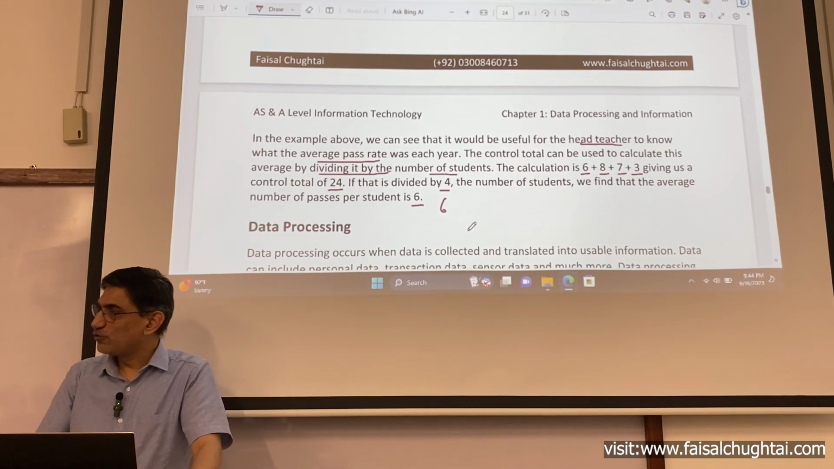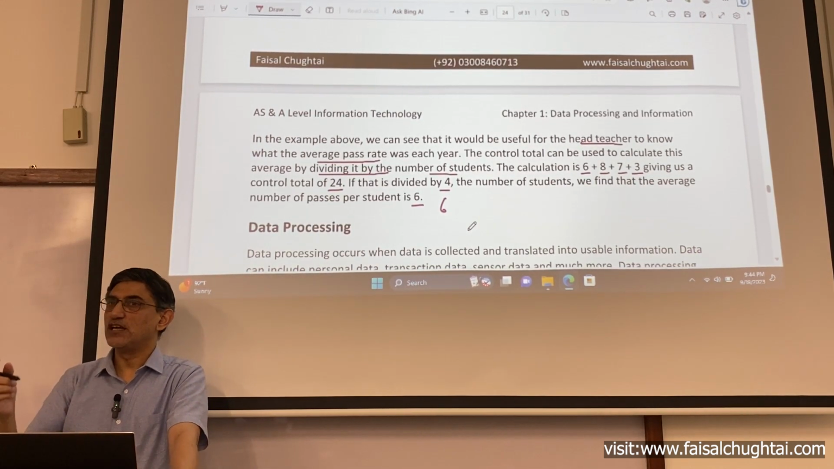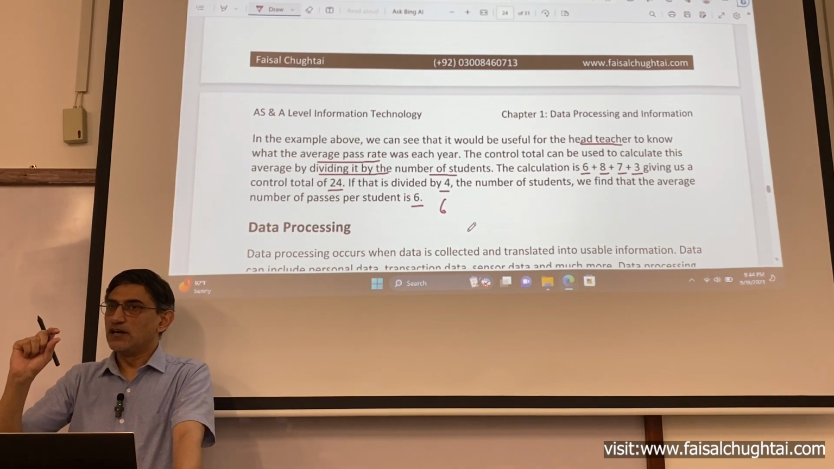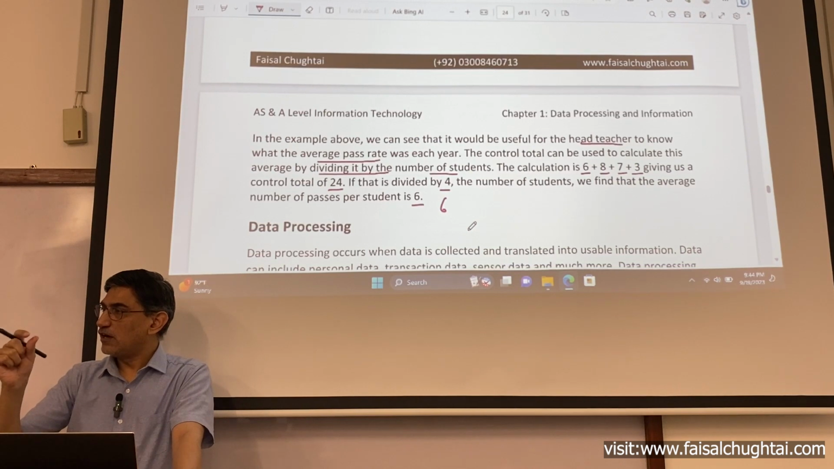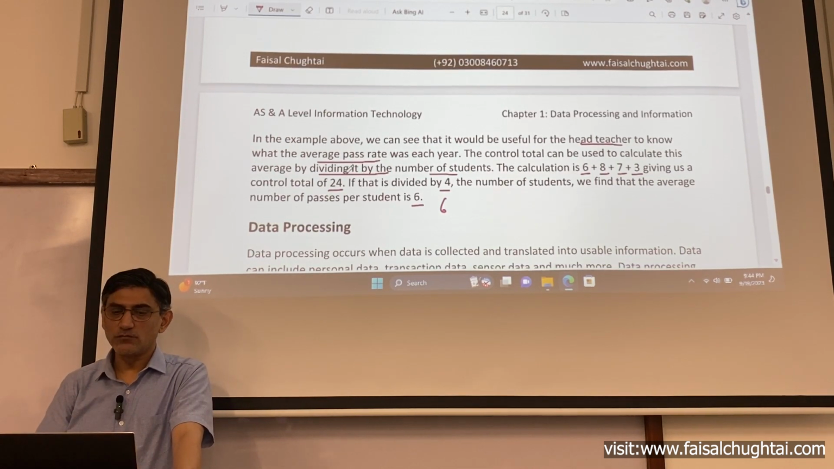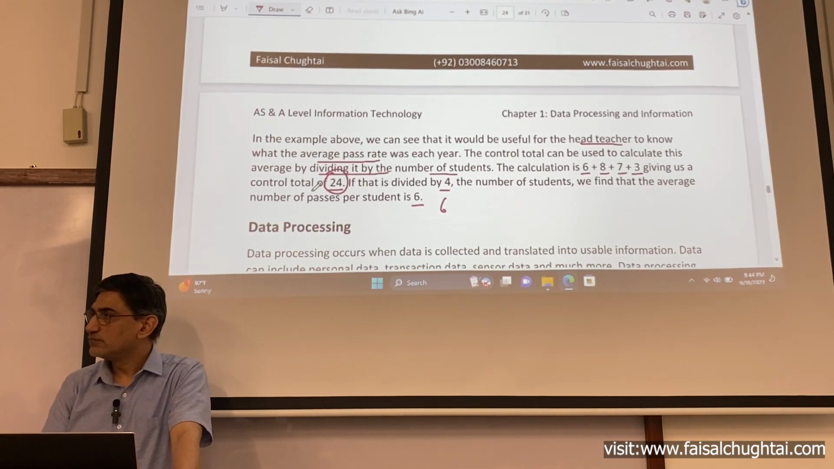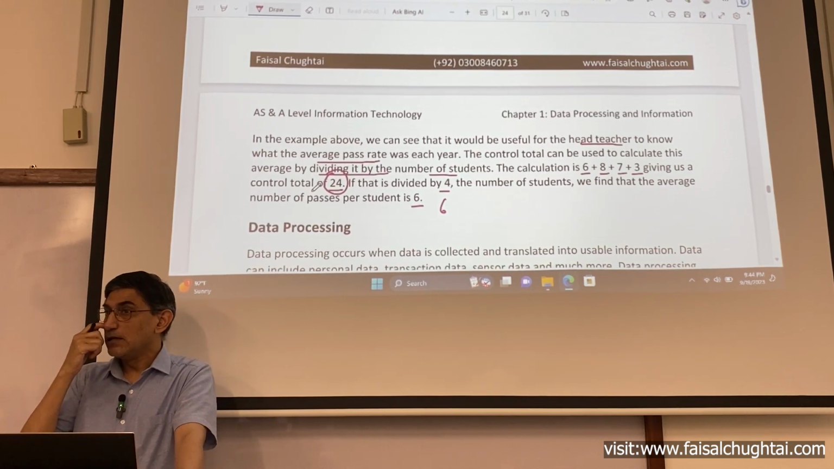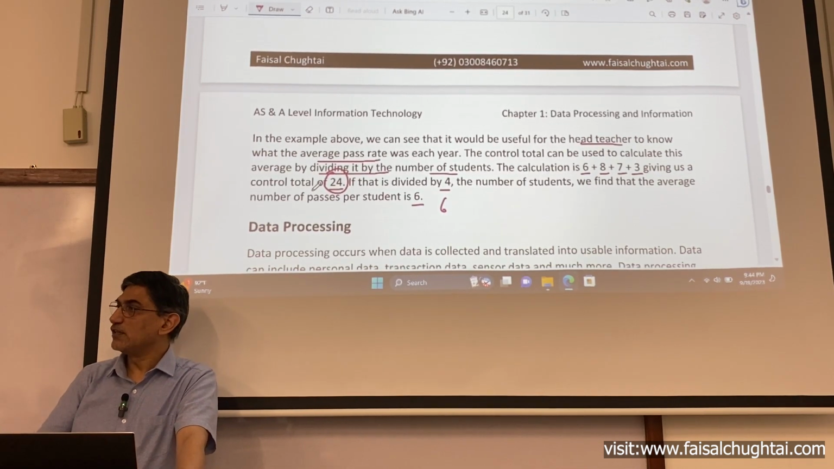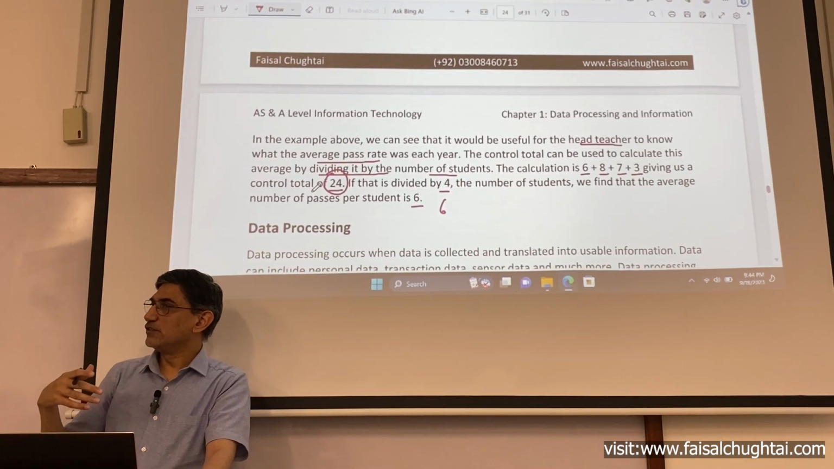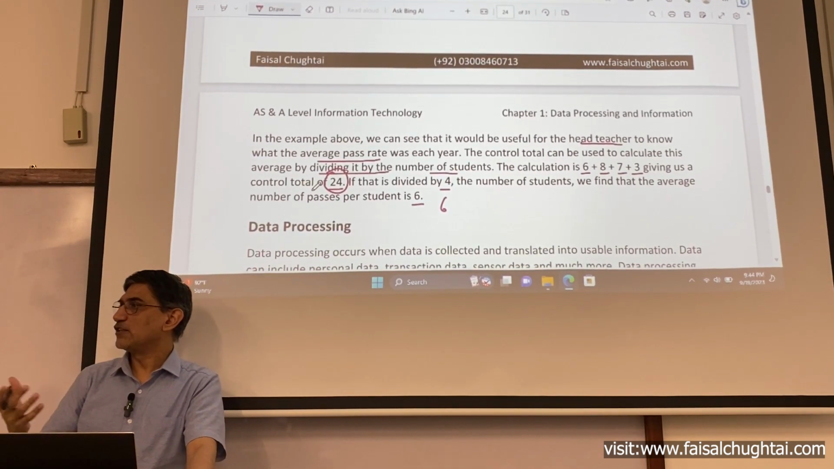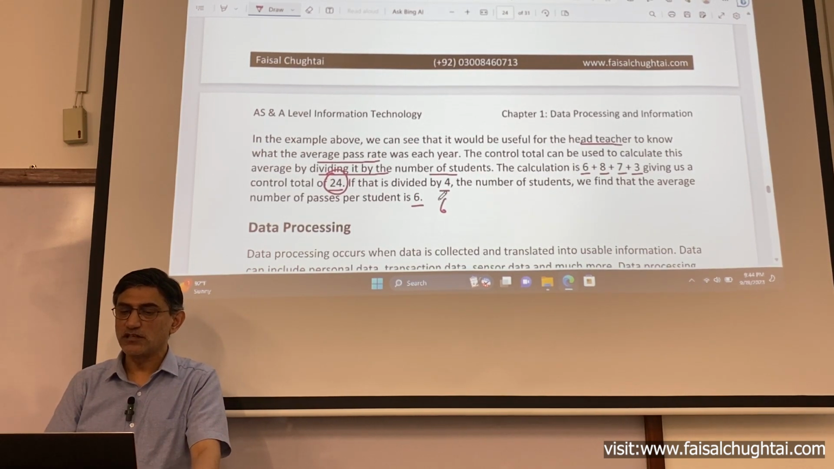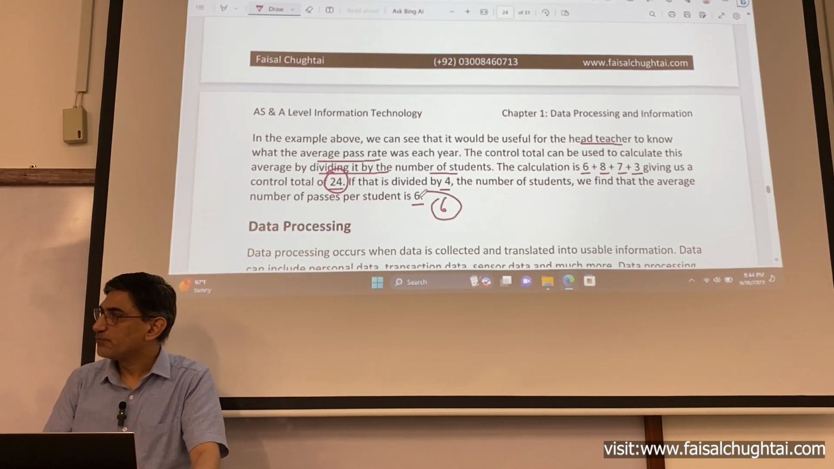Yes, it is still prone to error, you're right. There is an outside chance, just like in the case of hash totals, that the number of exam passes are altered in such a way that the total still comes out to be the same, which is 24. So in that case, even though an error would have been made, the control total would suggest that the data has been accurately transmitted, because the average would still come down to be 6.